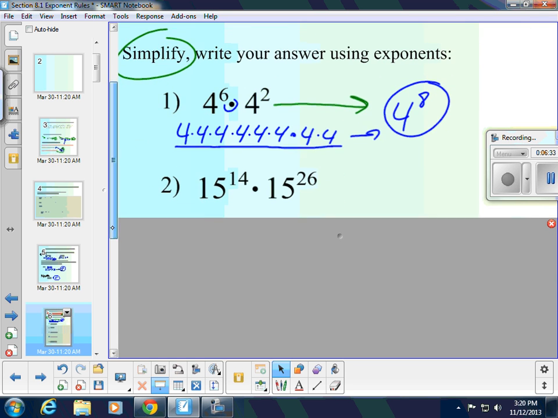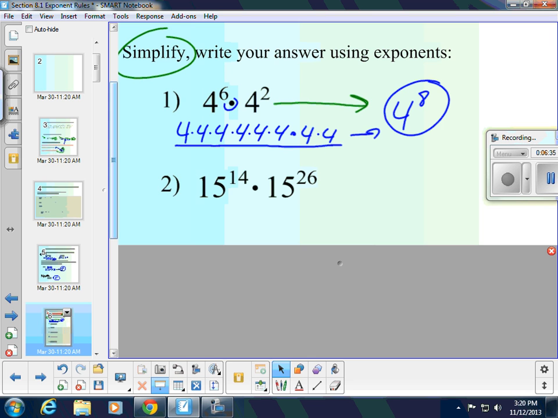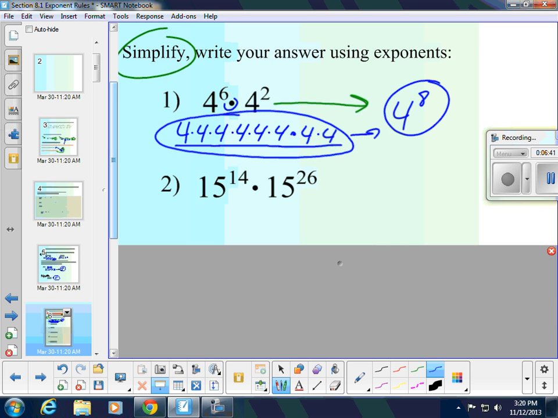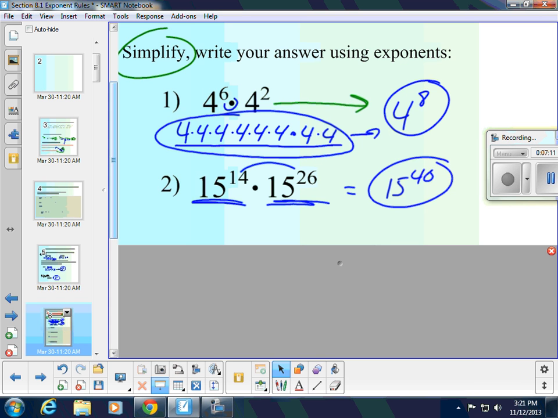Okay. This one, a little bigger numbers, but now just applying the rule. Again, I don't have to write it out as a product like I did here every time. I'm just showing you that so you understand how the rule works or why we're able to do that. 15 to the 14th times 15 to the 26th. Well, again, this would be 14 different 15s multiplied together. And this would be 26 more 15s multiplied together. So how many total 15s would I have multiplied together there? I'd have 40 different 15s multiplied together. All it is is adding the two exponents. 14 and 26 gives me 40. So 15 to the 40th power.